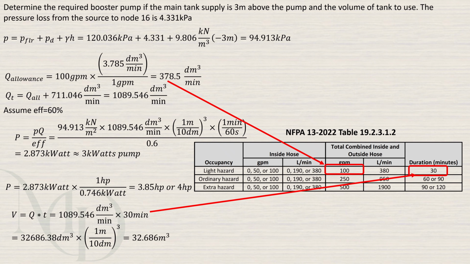Finally, to estimate the tank volume, we refer to NFPA 13/2022, Table 19.2.3.1.2, which provides the recommended operating time of 30 minutes for light hazard sprinklers. Using that duration, we can size the tank to meet the required water demand.